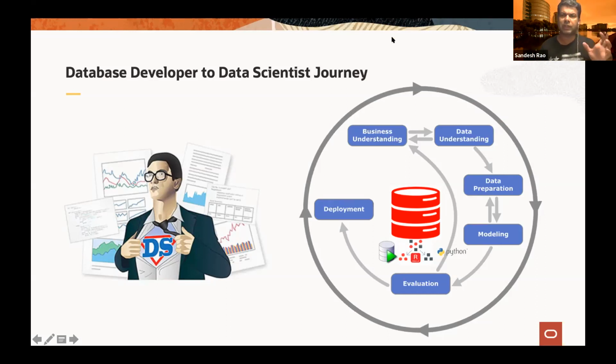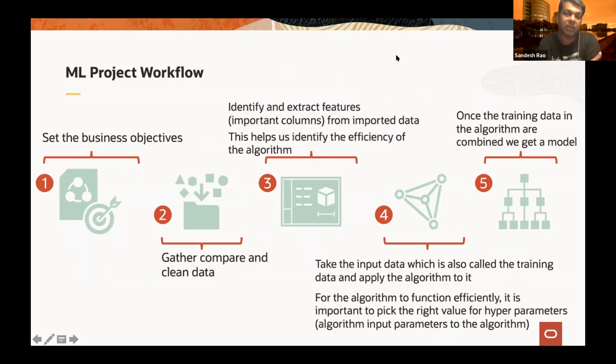A little bit more details. Once you have the business objectives and you've gathered, compared and cleaned the data, then you identify the features from this data. The features or the attributes are basically the columns of the table that you're trying to analyze. The columns that you select are going to give you the answers that your machine learning model is trying to find.